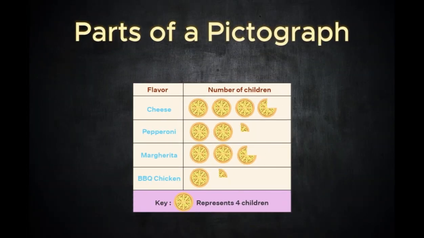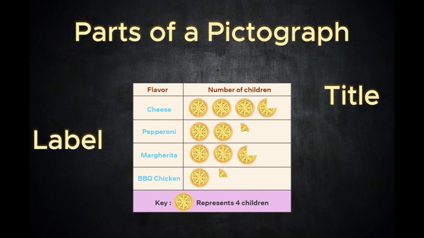These are the parts of a pictograph. It contains the title, which explains what the pictograph is all about, the label, which explains what type of data is being collected, and lastly, the key, which explains the value of the symbol.